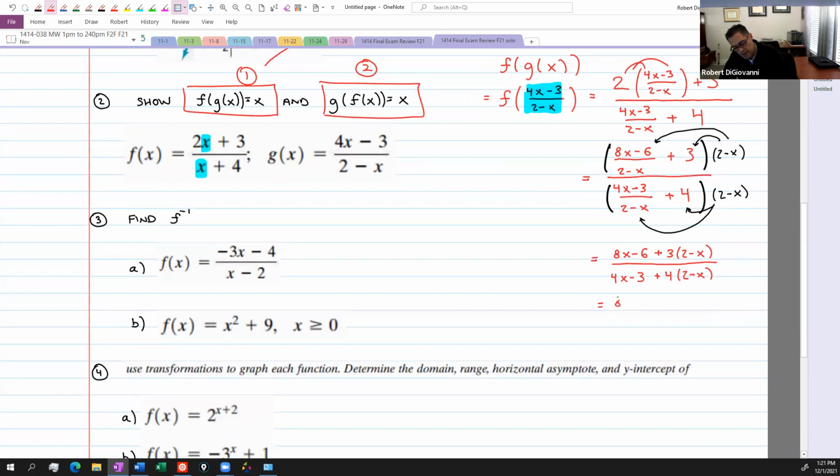And I keep going. So I have 8x minus 6 plus, I distribute the 3 through, 6 minus 3x. And on the bottom, 4x minus 3, I distribute the 4 through, plus 8 minus 4x. And if things are right here, a bunch of things cancel. Let's see. This cancels, this cancels. I just get 5x up top. And on the bottom, the 4x and the 4x cancel. And then negative 3 plus 8 gives me a 5 on the bottom. And now the 5s cancel and I get x, which is exactly what I wanted to show.